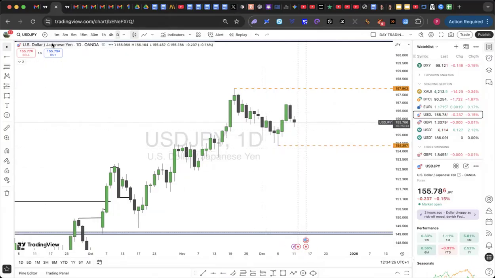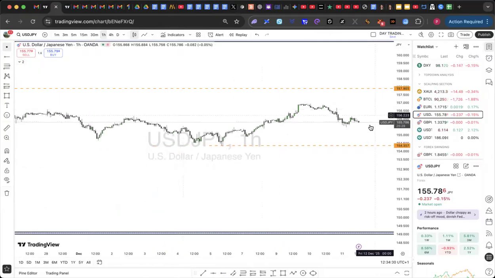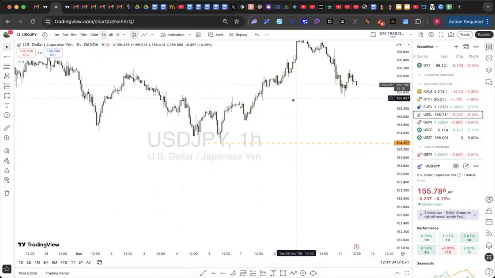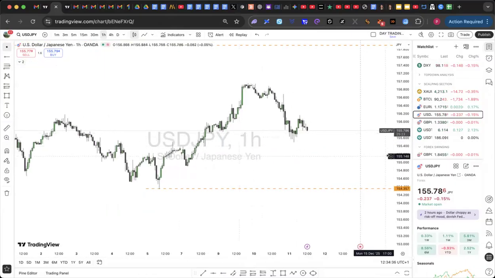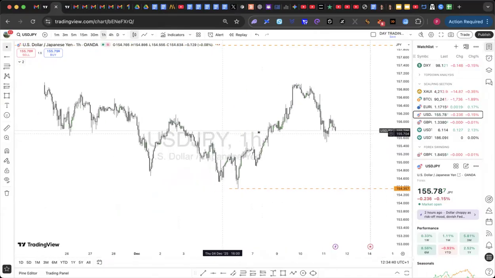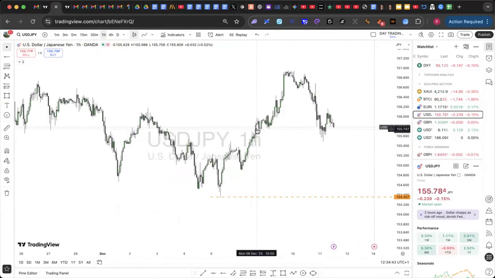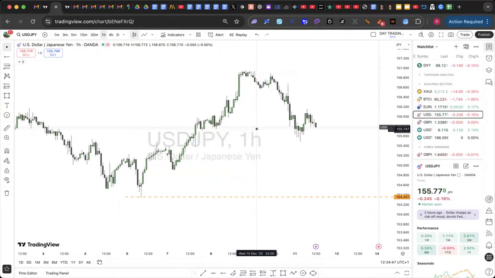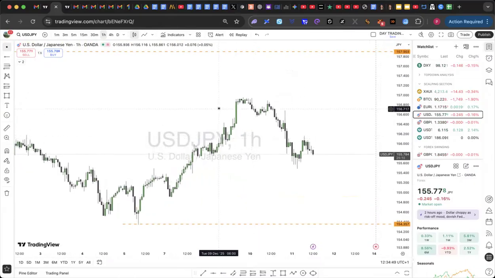Okay, so let's go to 1 hour. So this is 1 hour straight up. I love this. So remember, I said you are looking at the current trend. If you go by 1 hour, are we in an uptrend or a downtrend? You are in a downtrend. Do you understand? You are in a downtrend.